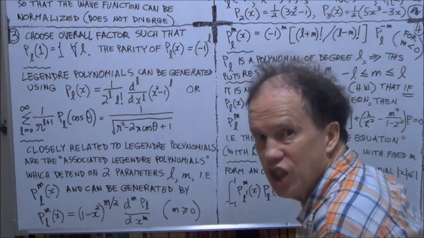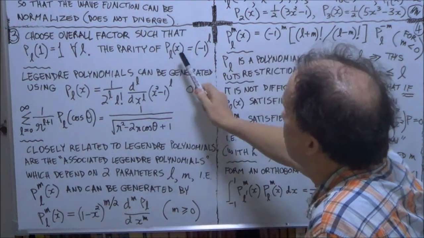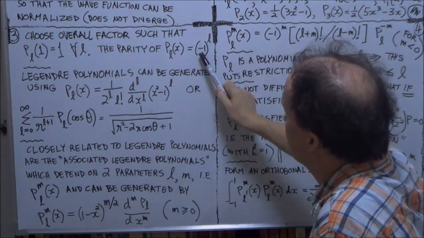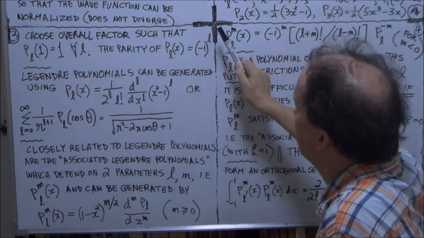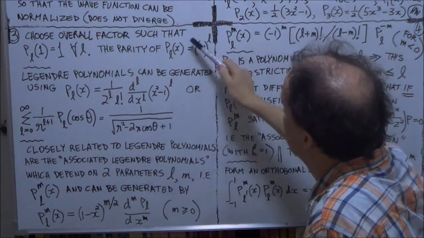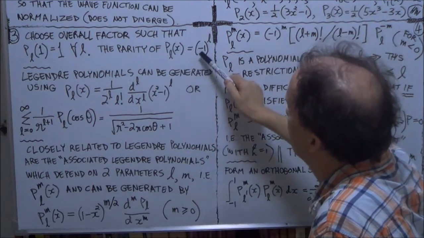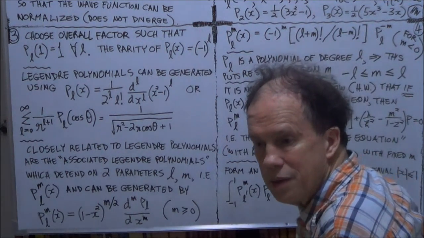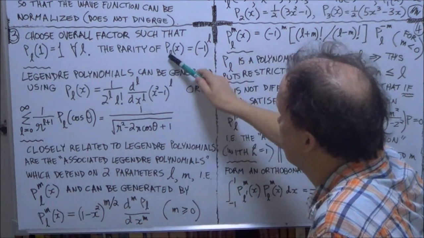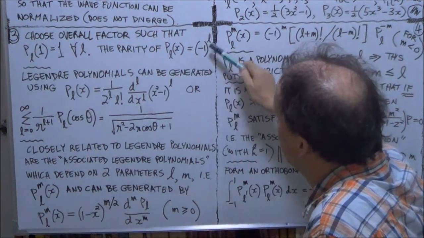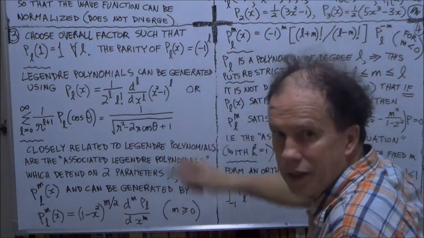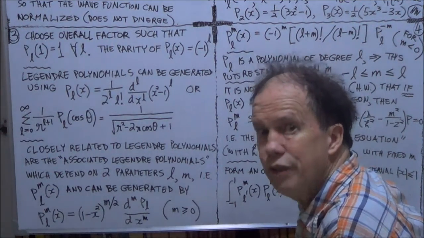And it's a bit of revision, right? So here's a formula for the actual parity of these polynomials. It's minus 1 to power L. So if L is an odd integer, the parity of this polynomial, PL of x, will be minus 1, and that means it's an odd parity. And if L is an even integer, minus 1 to an even integer is plus 1, and therefore the parity of PL of x will be even. Okay?